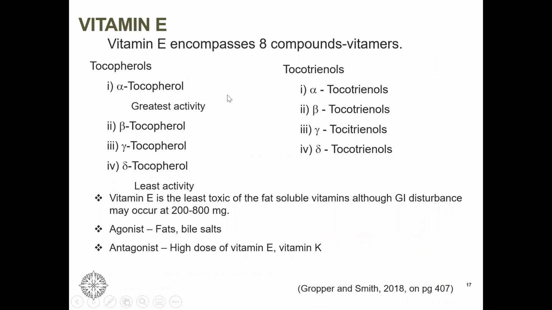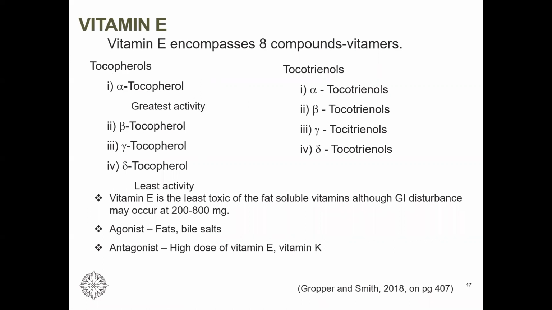Now more forms. So vitamin E actually includes 8 vitamins. So we have what we call tocopherols. So we have alpha, beta, gamma, and delta. It is the alpha tocopherol. Please highlight this one. This is the one that our body uses and loves. And it has greatest activity, meaning that it has the potential to carry out its function in our body.